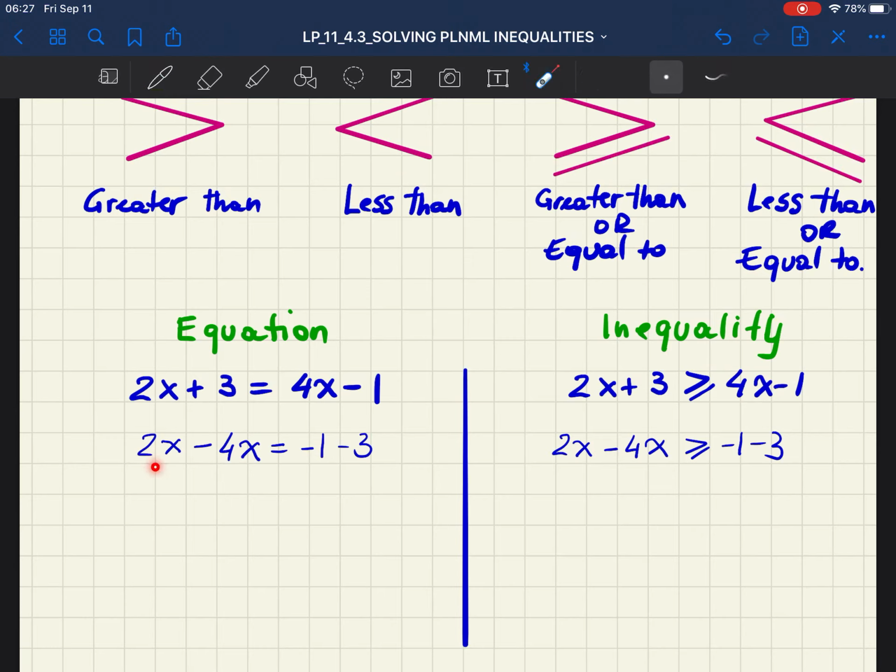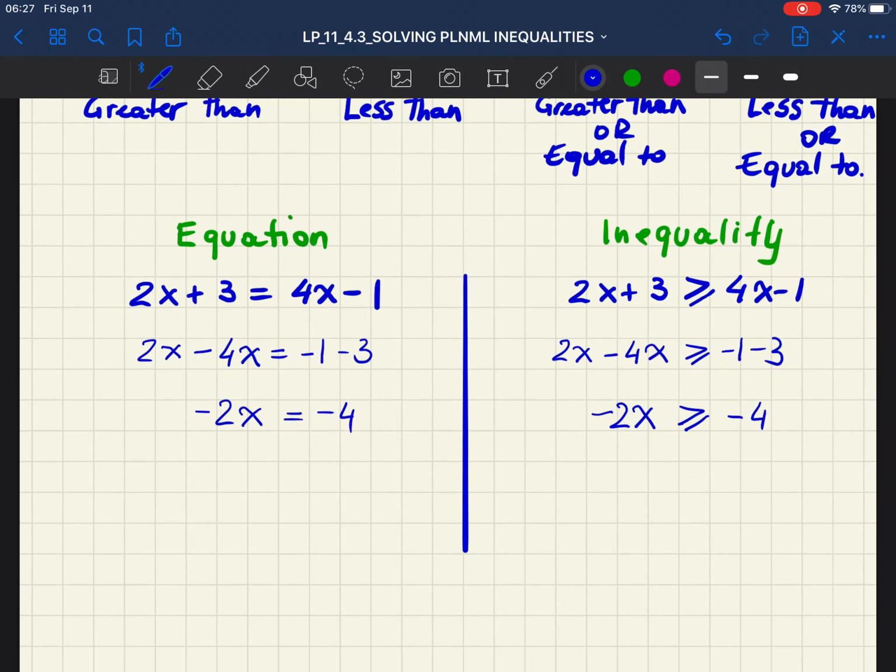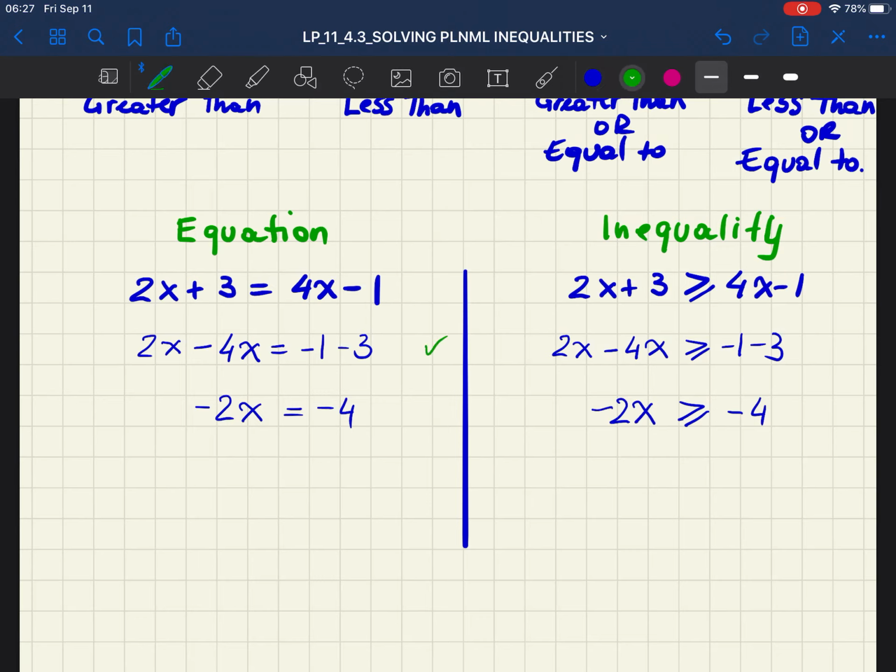The next step would be to simplify each side. 2x minus 4x is negative 2x. Negative 1 minus 3 is negative 4. We do the exact same thing in the inequality: 2x minus 4x is negative 2x, bigger than or equal to negative 4. So far we have followed the exact same steps for both versions, the equation and the inequality.